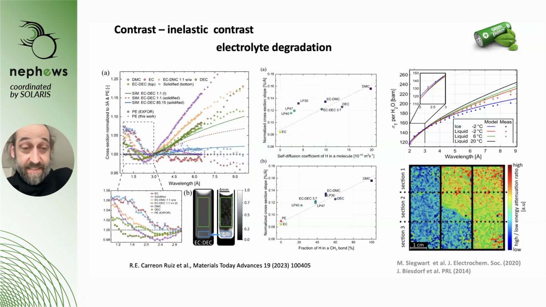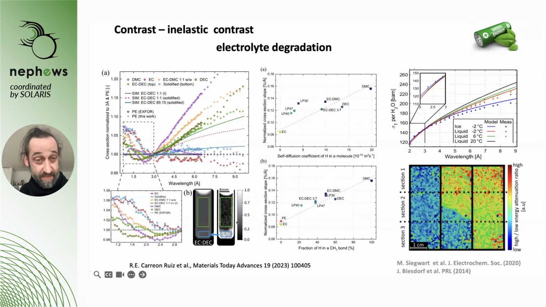And then this inelastic contrast we figured we can also use when we look at battery electrolytes and their degradation. First, we can clearly distinguish different electrolytes depending on their different number of hydrogen bonds. So it's pretty clear which electrolyte we have, and then we can observe what happens to the electrolyte at different temperatures. How does it degrade when a battery is operated at low temperatures, for example? And we see this example down here, the solidification of the electrolyte.